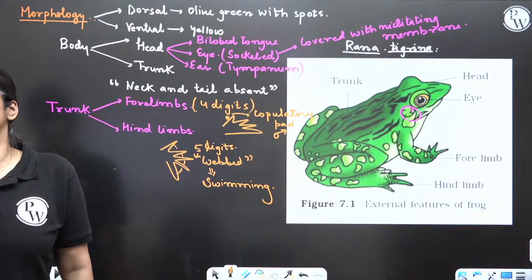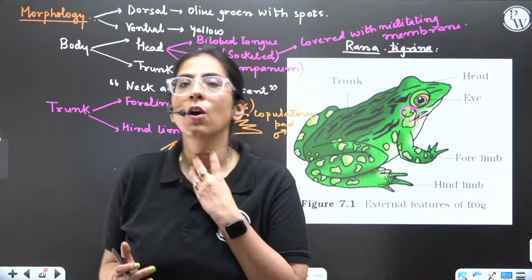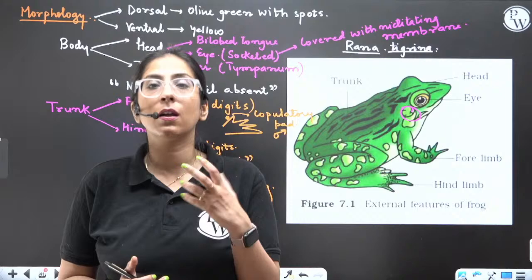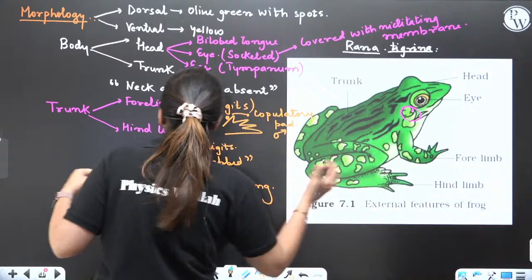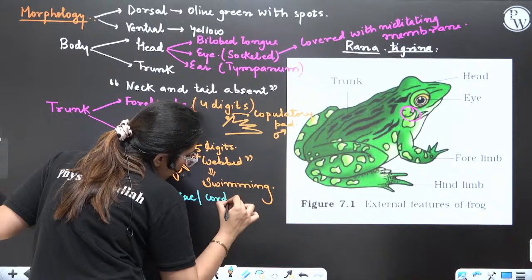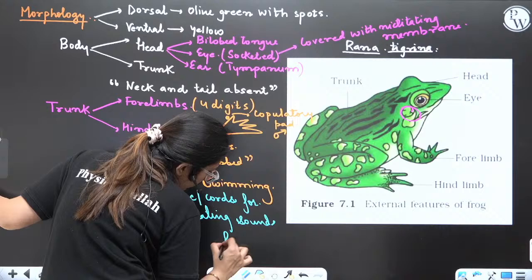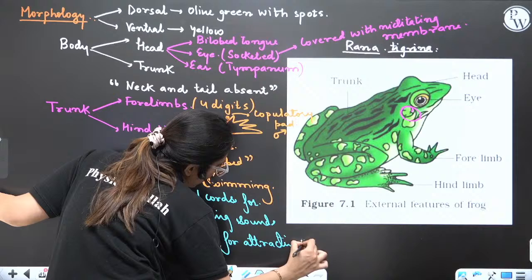What else is the difference between a male and the female frog? Another difference is, in case of male, you will find vocal sacs or vocal cords present, and that is the reason they produce a sound of trrr, trrr. And why do they produce sound? So that they can attract the female. So here I am writing this. Male have vocal sac or cords for creating sound, and sound for attracting female. Done?